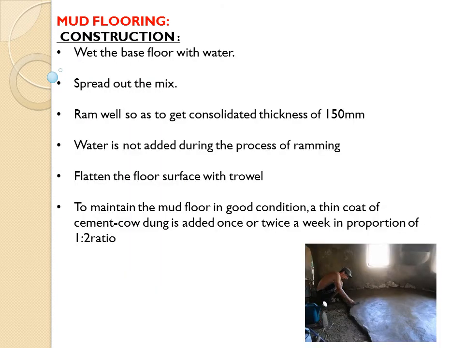Sand, clay, then manure, which we studied just in the previous slide. So all materials are mixed properly, rammed well, so as to get a consolidated thickness of 150 mm. As we know, the slab thickness is 150 mm. So the whole thickness is made to 150 mm, and whatever materials are mixed are properly put in and levelled to the proper thickness.